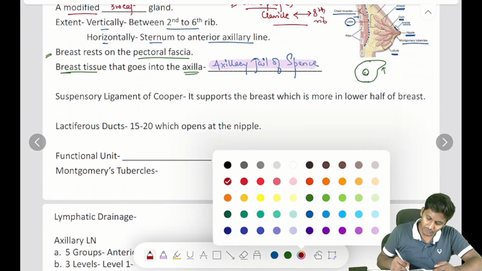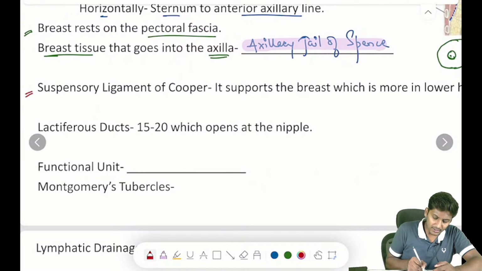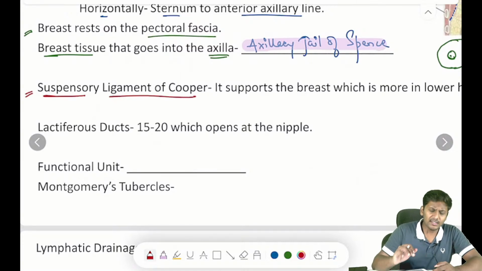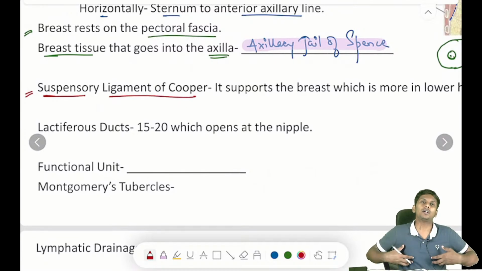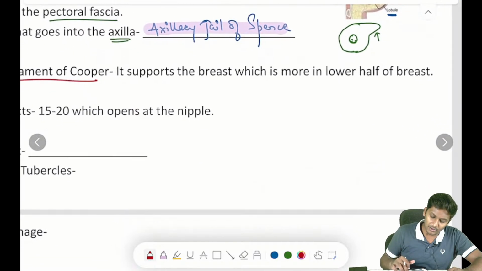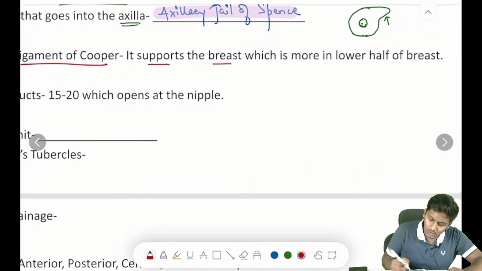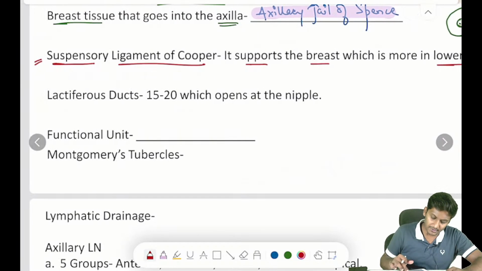Next important that you have to be aware of are the suspensory ligaments of Cooper. As I've already told you, the suspensory ligaments of Cooper are present inside the breast to support the breast tissue, and they will be more in which part of the breast, upper or lower? Definitely more support we need in the lower part of the breast. Therefore more suspensory ligaments will be present in the lower half of the breast. That has to be remembered.